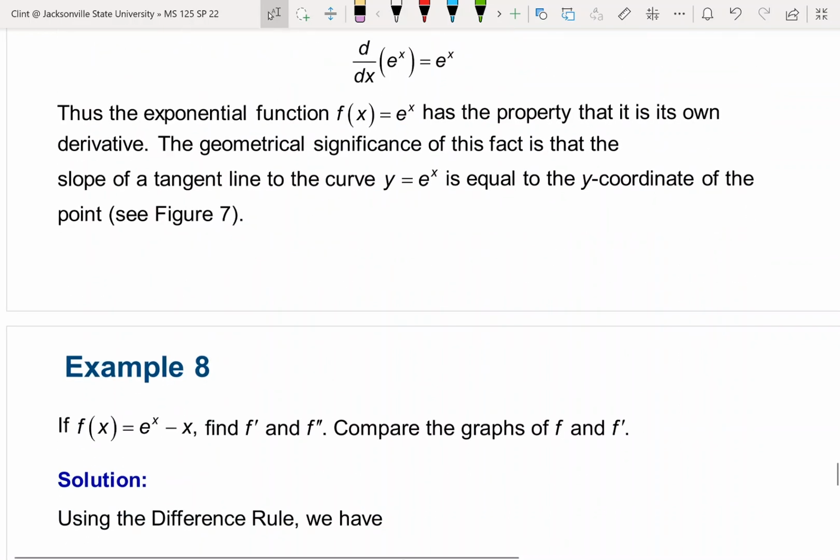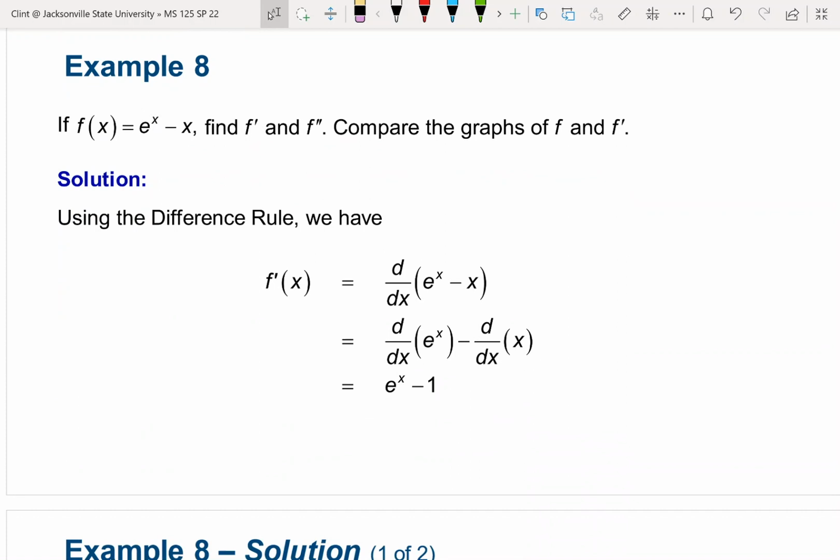All right, so let's look at this thing. So it says if f of x equals e to the x minus x, find f prime, and then find something we haven't mentioned yet. And compare the graphs. Let's just think about finding the derivative first, f prime. Okay, so the difference rule says we can split these up. So we just need the derivative of e to the x. We said that's itself, e to the x. And then the derivative of negative x, negative 1. There's our derivative.